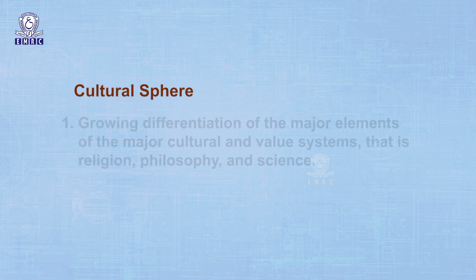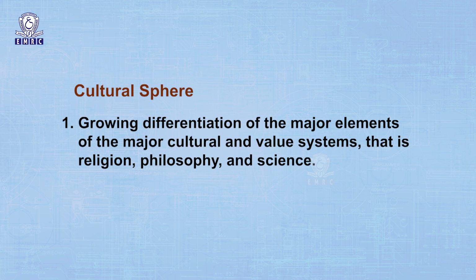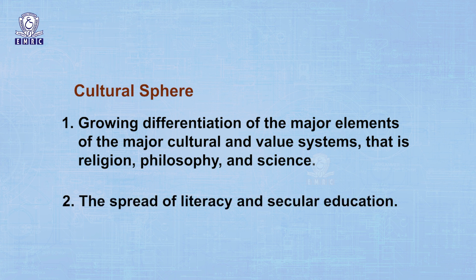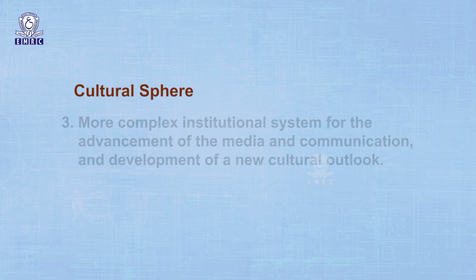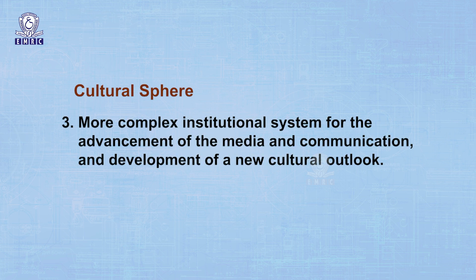In the cultural sphere, a modern society is characterized by 1. Growing differentiation of the major elements of the major cultural and value systems, that is religion, philosophy and science. 2. The spread of literacy and secular education. 3. More complex institutional systems for the advancement of the media and communication and development of a new cultural outlook. Emphasis on progress and improvement, on happiness and expression of abilities, on individuality as moral value and stress on dignity of the individuals and efficiency.